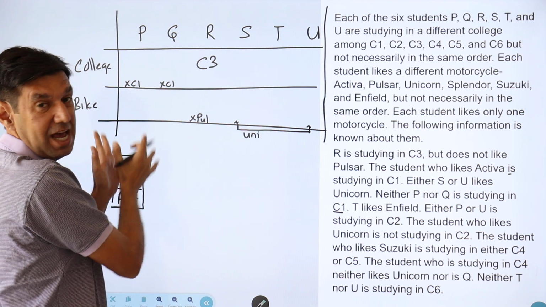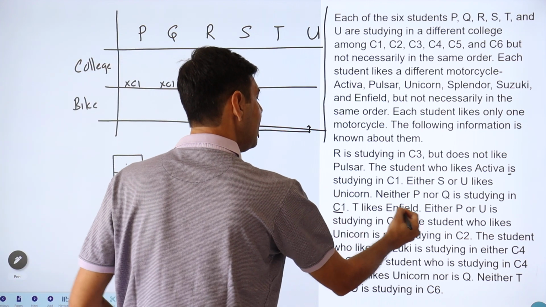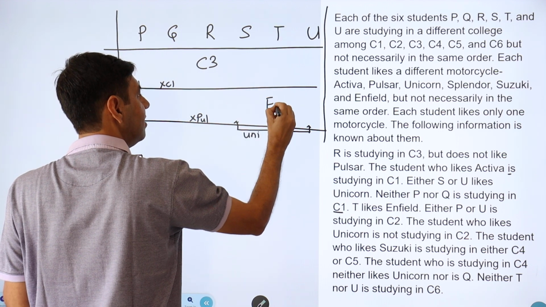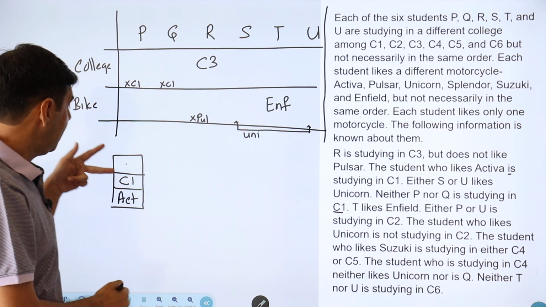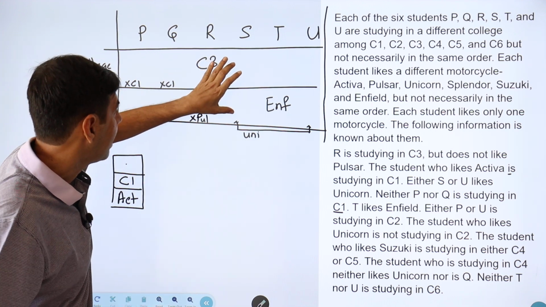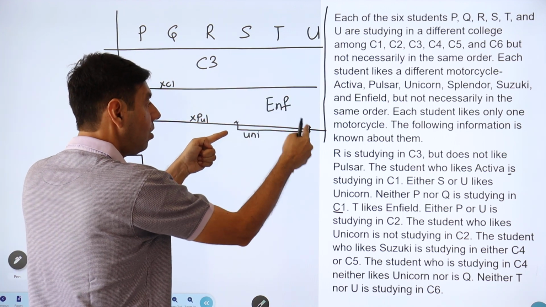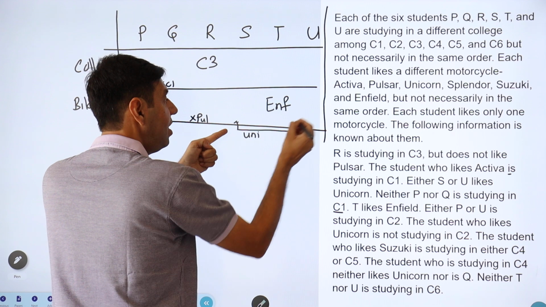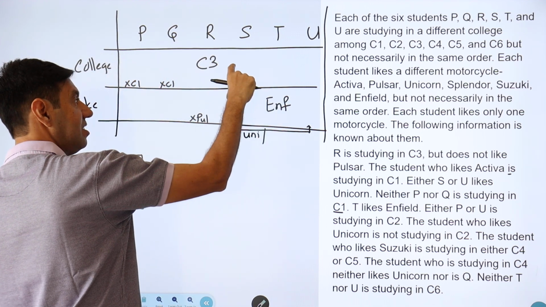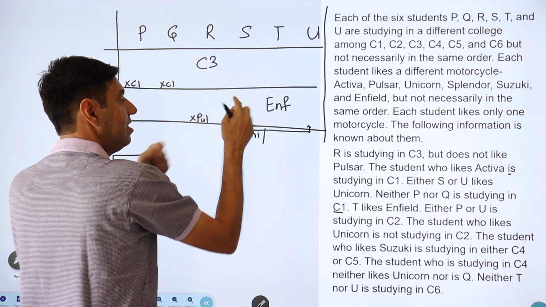These are things which will help you crack it. Okay, one of them. Now, T likes Enfield. So T is filled up with Enfield. So now what that means is this C1 and Activa, I think this is the crux, is either going to be here or U. And for that you already have this. So unicorn and the other one will be Activa. If this is C1 Activa, that will be unicorn. If this is C1 Activa, this will be unicorn.